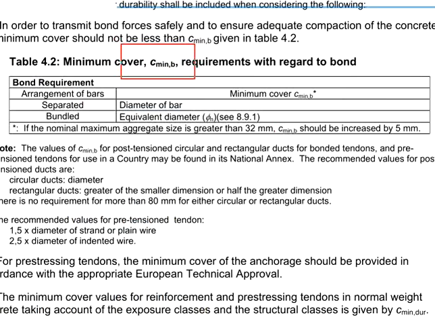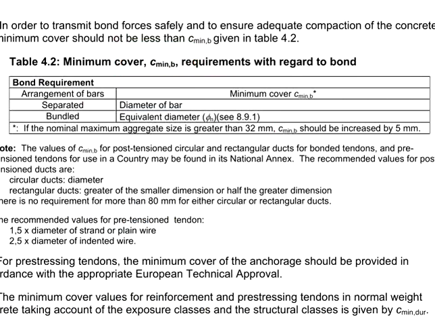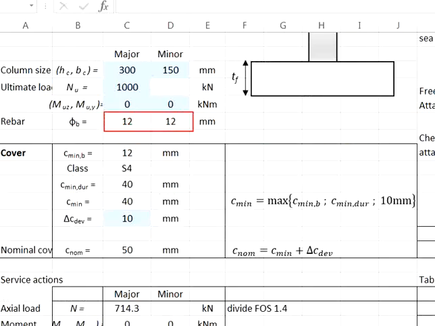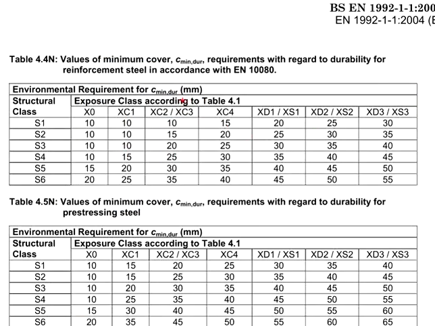The C min due to the requirements of bond is determined by the diameter of the bar, which in this case, the reinforcement bar proposed will be 12 mm. That means the C min B will be equal to 12 mm. And then we need to determine the C min durability. To calculate this, first we need to determine the structural class.